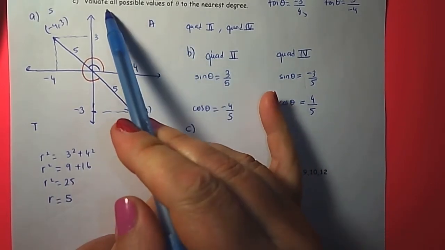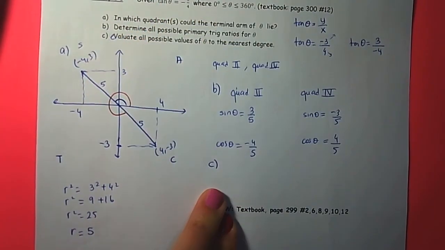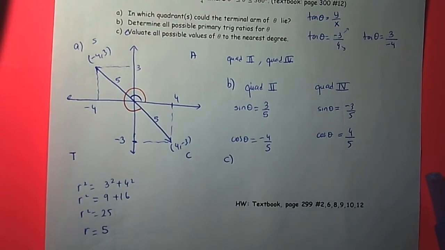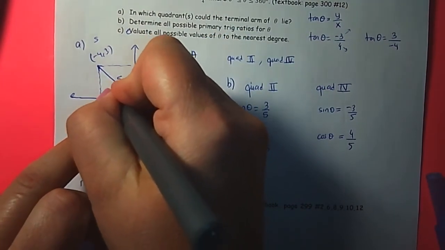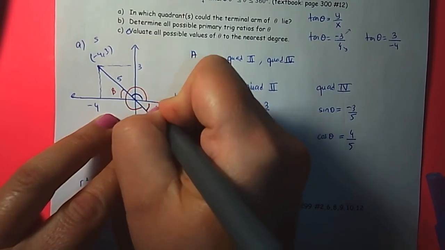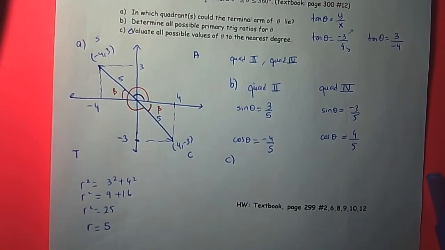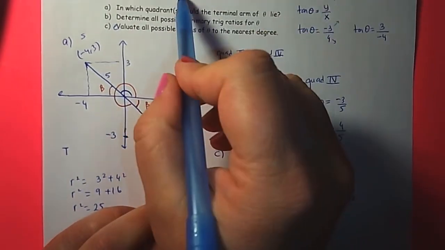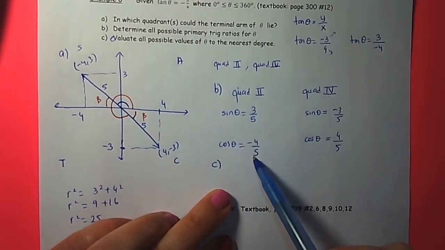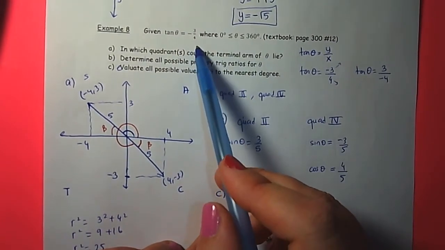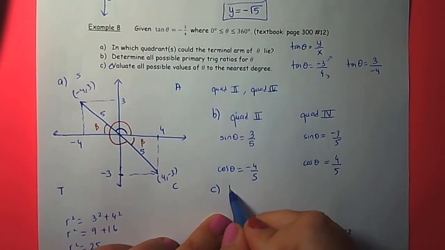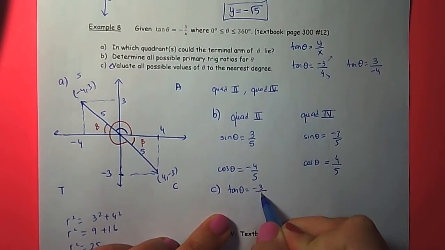Part C, evaluate all possible values of theta to the nearest degree. To evaluate theta, actually first we're going to get beta. So let's remember, this is beta and this is also beta. If we can find beta, then we can find those two possible thetas. I could use sine theta and cos theta, or I can use the original information. It says tangent theta is negative 3 over 4.